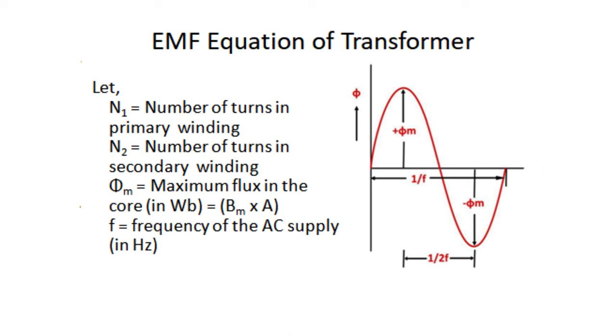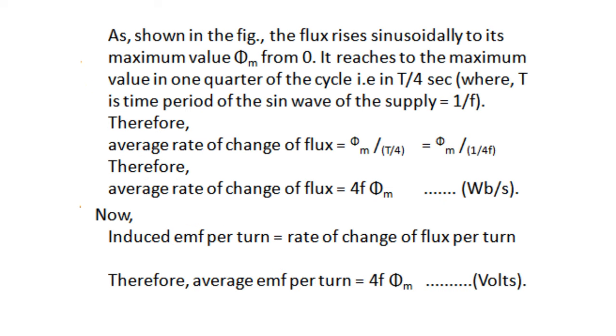EMF equation. Let N1 equal the number of turns in the primary and N2 equal the number of turns in the secondary. Phi m is the maximum flux in the core in Webers, which equals Bm into A, where Bm is the maximum flux density and A equals the area of cross section, and f equals the frequency of AC input in hertz. Since the given waveform is a sinusoidal alternating voltage, alternating flux will automatically be produced.